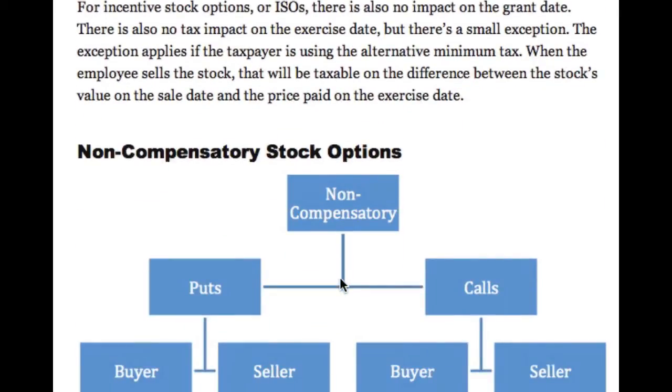Now, for incentive stock options, or ISOs, there's also no impact on the grant date. There's also no tax impact on the exercise date, but there's a small exception. The exception applies, again, if the taxpayer is using the alternative minimum tax. When the employee sells the stock, however, that will be taxable on the difference between the stock's value on the sale date and the price paid on the exercise date.